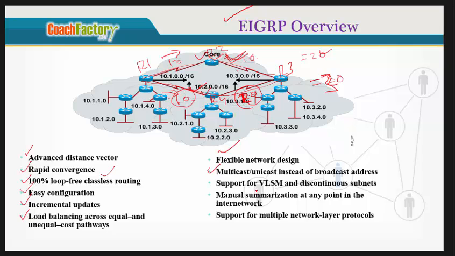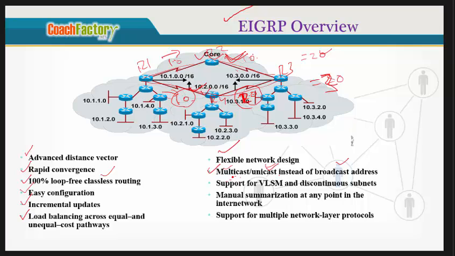Multicast or unicast instead of broadcast address. Whenever EIGRP is going to send an update to its neighbor, it will use either multicast or unicast instead of what? Broadcast address. EIGRP does not support broadcast. It's going to use either multicast or unicast. So here it is specified that we have multicast and unicast, meaning EIGRP can send updates using multicast or unicast. So when does EIGRP send updates using multicast, and when does it send updates using what? Unicast.